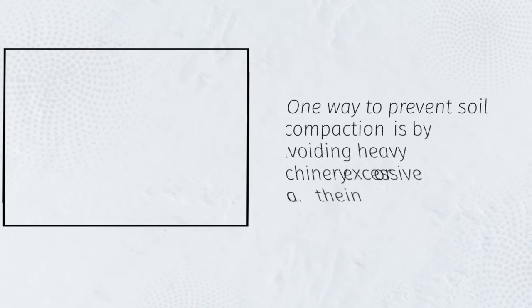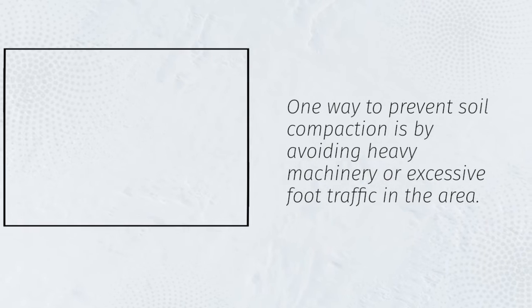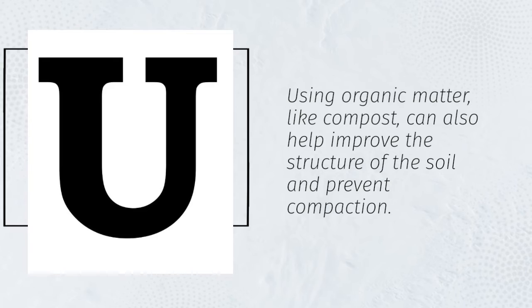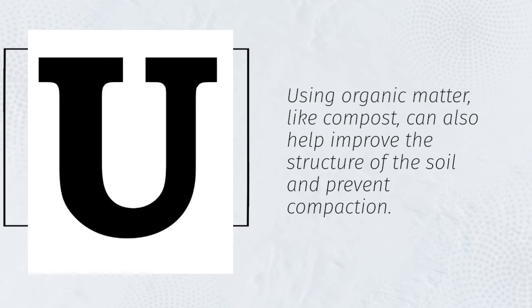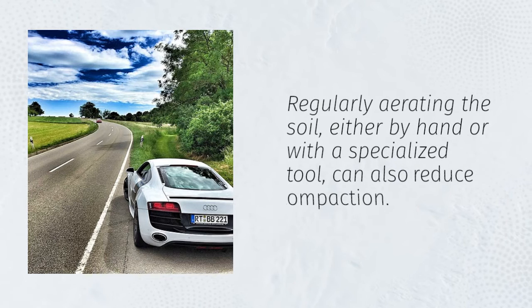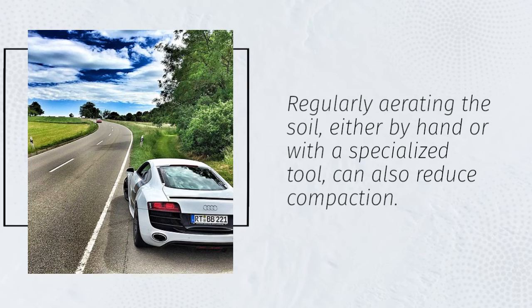One way to prevent soil compaction is by avoiding heavy machinery or excessive foot traffic in the area. Using organic matter, like compost, can also help improve the structure of the soil and prevent compaction. Regularly aerating the soil, either by hand or with a specialized tool, can also reduce compaction.